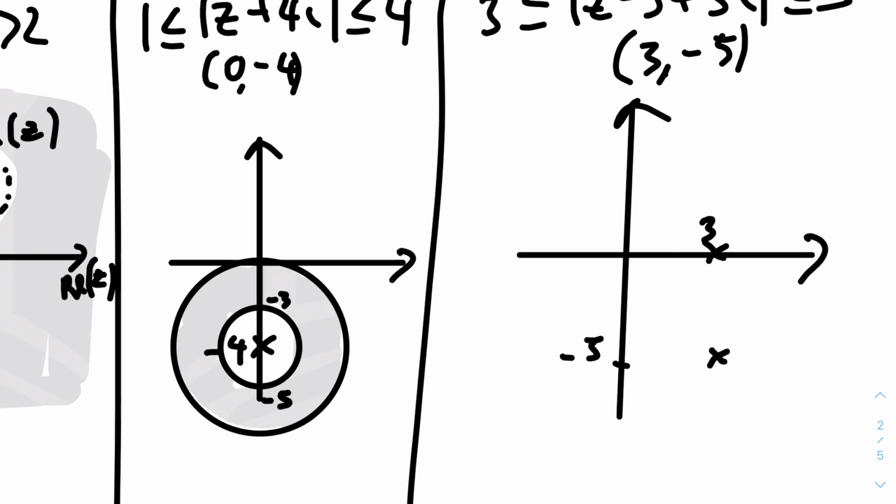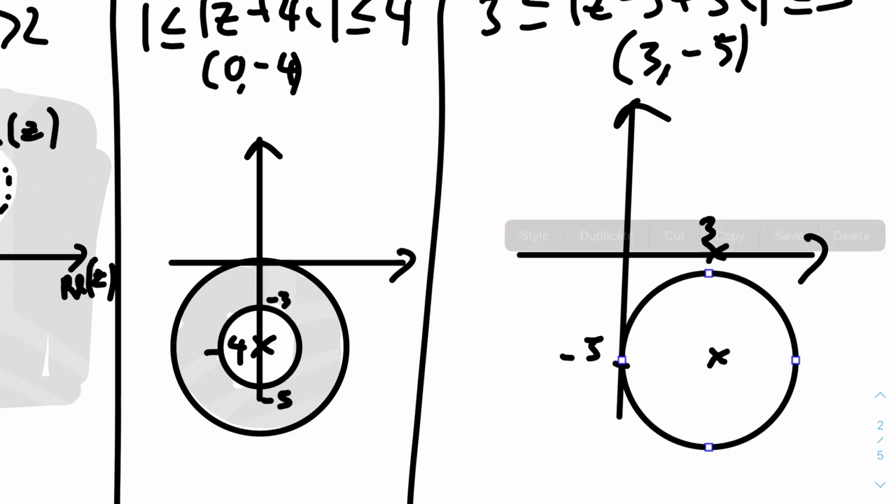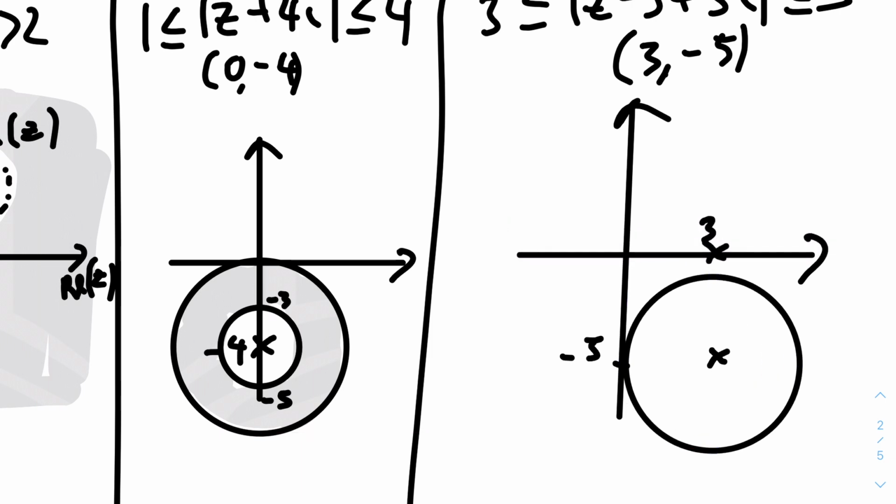So we need a circle that has a radius of 3. And we know that this distance here is 3, from here to here is 3. That means the first circle will touch the imaginary axis. So it looks something like this, with a bigger circle like this, right? And then the second circle will just touch the real axis with a radius of 5, because we know that this has a distance of 5 from the top to the bottom. Therefore the second circle will be bigger, and it will touch the real axis, like so.